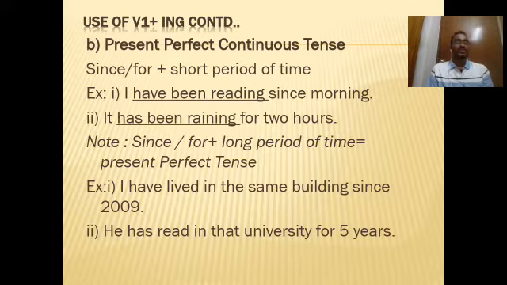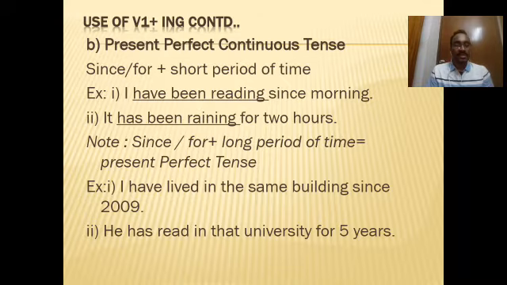Present perfect continuous tense: to form it, we also use the verb 1 plus ing. If you remember that for and since are used, and after for and since there is a period of time. If we see a short period of time after since or for, then we will use the present perfect continuous tense. What is the structure? Subject plus have been or has been, then the ing form of the verb. For example, I have been reading since morning, or it has been raining for 2 hours.